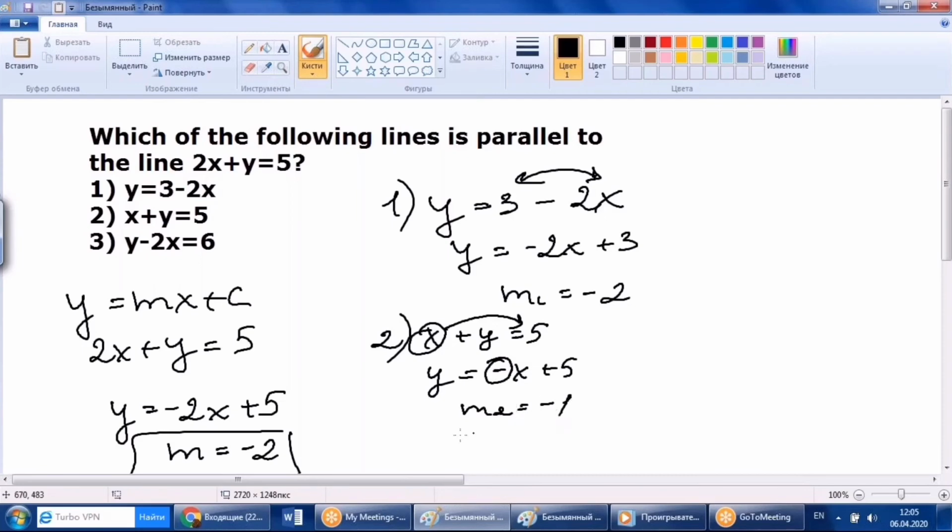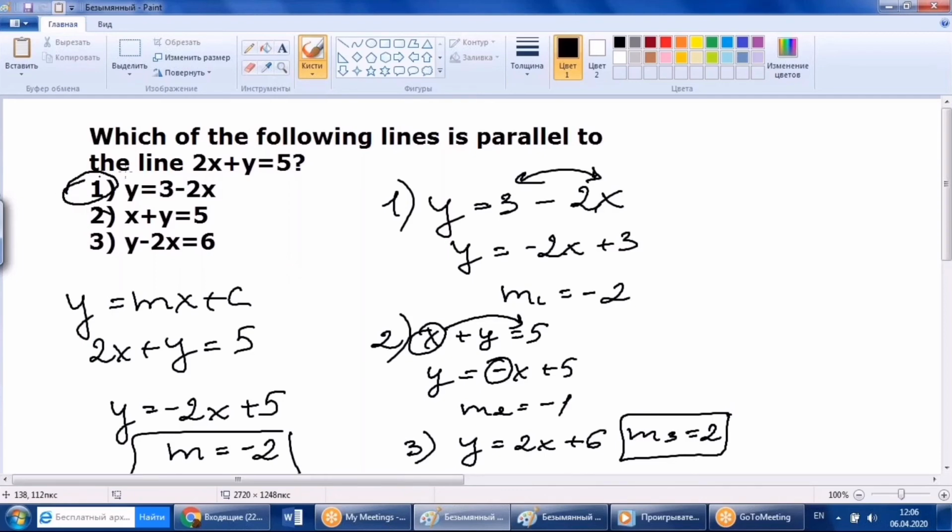And the third equation, y equals 2x plus 6. And the gradient of the third equation is equal to 2. So, we have only one equation with the gradient negative 2. This is the first one. So, the first line is parallel to our line 2x plus y equals 5.